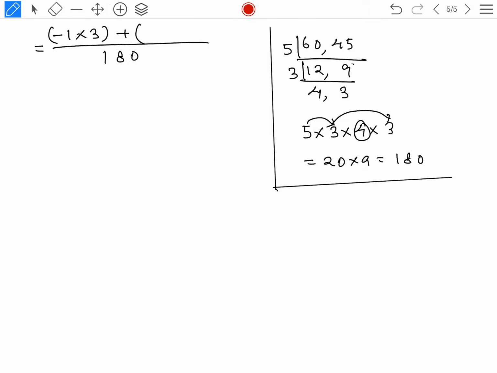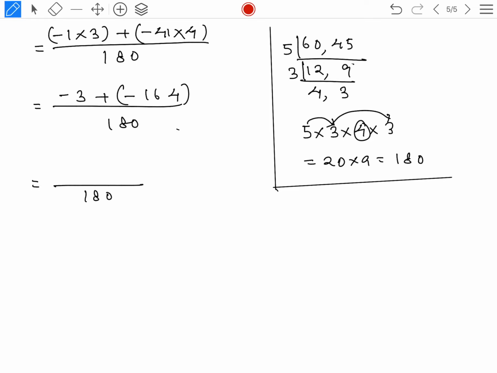So plus you will multiply minus 41 into 4 times. Okay, if we solve this one, you will get minus 3 plus 41 into 4 means minus, 4 ones are 4, 4 fours are 16. Okay, 180. If we solve this one, then 180, then plus and minus it is minus, so we can write minus 3 minus 164. Okay, so it will become minus 167 by 180. Understood? So this is our answer.